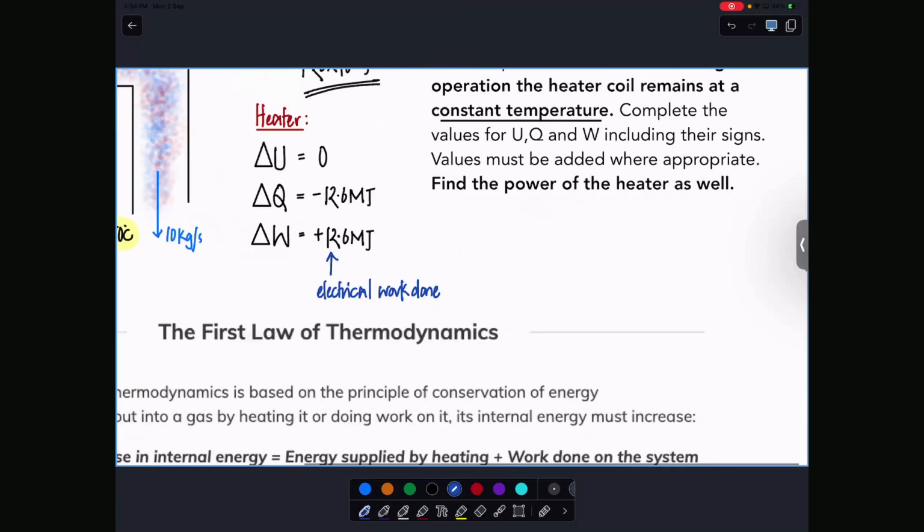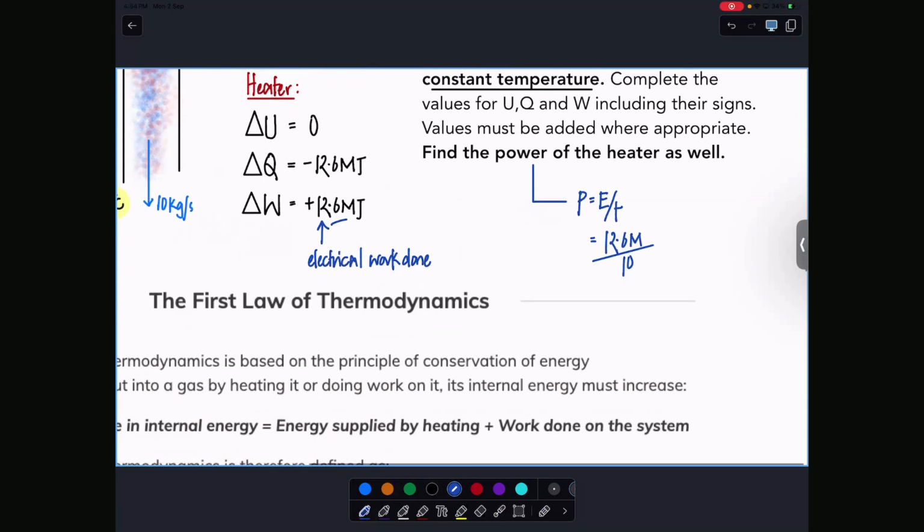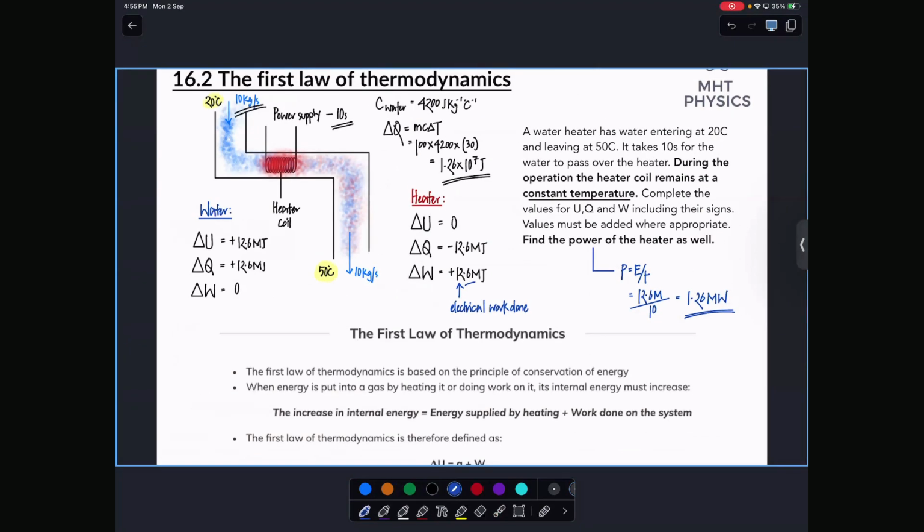So the question is how to find the power. Easy. Power equals energy divided by time. How much electrical energy was provided? 12.6 megajoules. Divided by what time did we take? 10, right? So this is going to be 1.26 megawatts. That is the power of the heater. Very unrealistic number. That's the power of a power station. Anyways, it's because 10 seconds at that temperature change is very unlikely. Only a few degrees Celsius.